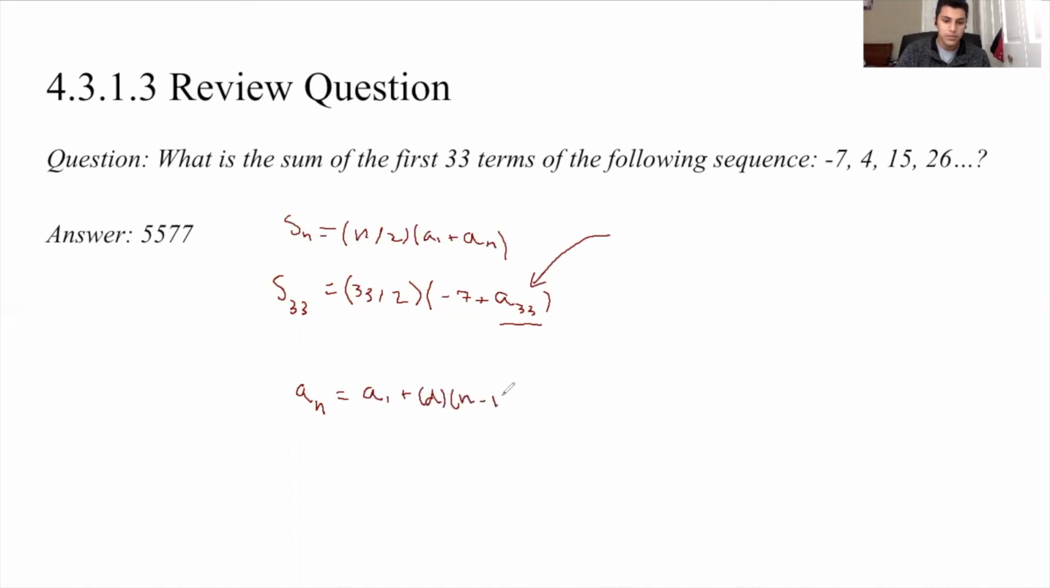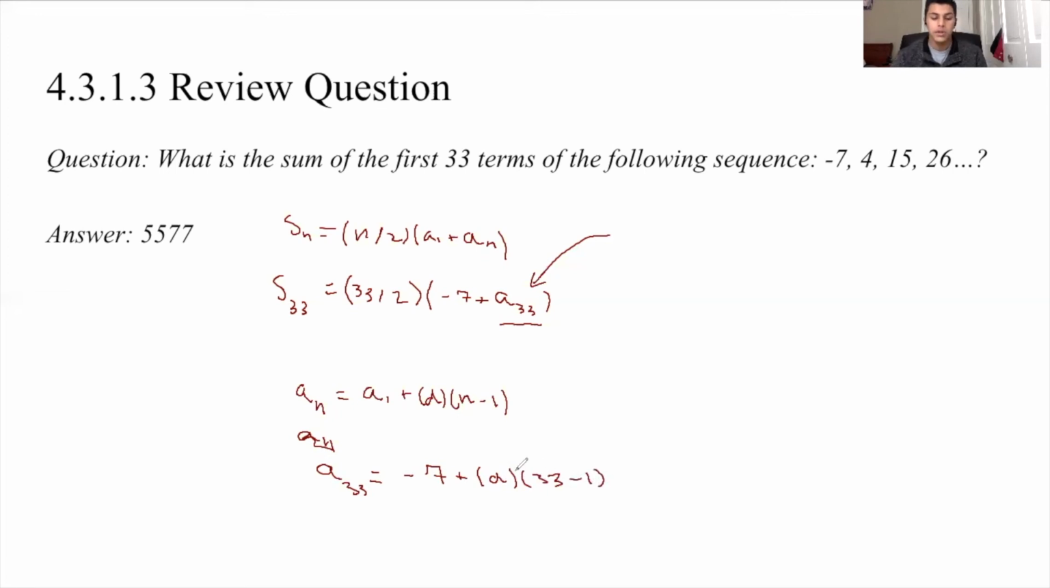All right, and now let's substitute numbers into here. So we have a33, and I almost always forget to do that. a33 equals a1, which is -7, plus then d, since we don't know our difference yet, times 33 minus 1.